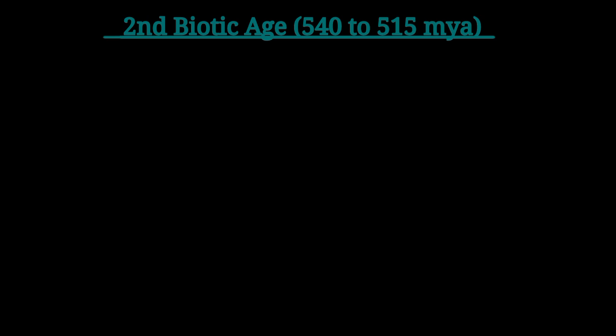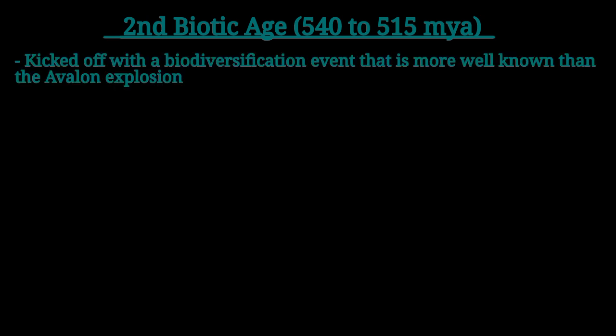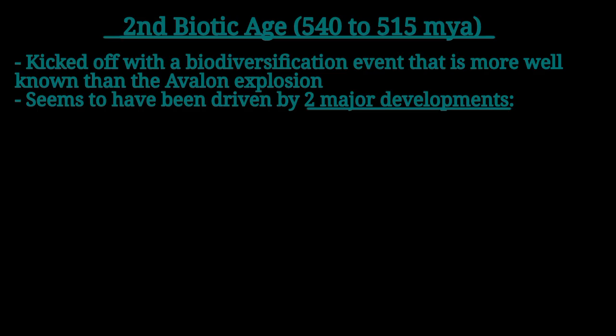The second biotic age kicked off with a biodiversification event that is generally more well known than the Avalon Explosion. It seems to have been driven by two major developments. The first was the development of calcified shells. This innovation likely occurred at the tail end of the first biotic age, as exemplified by fossils like Namapoikia and Cloudina. These shells offered protection from predators, forcing them to find new ways around those defenses.